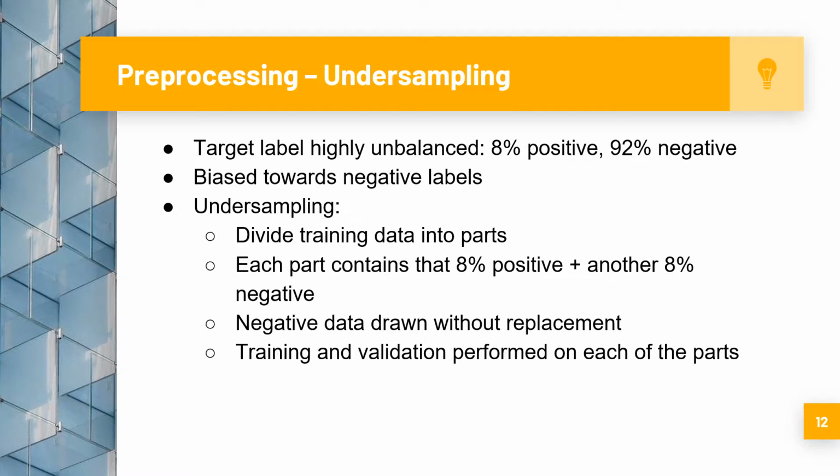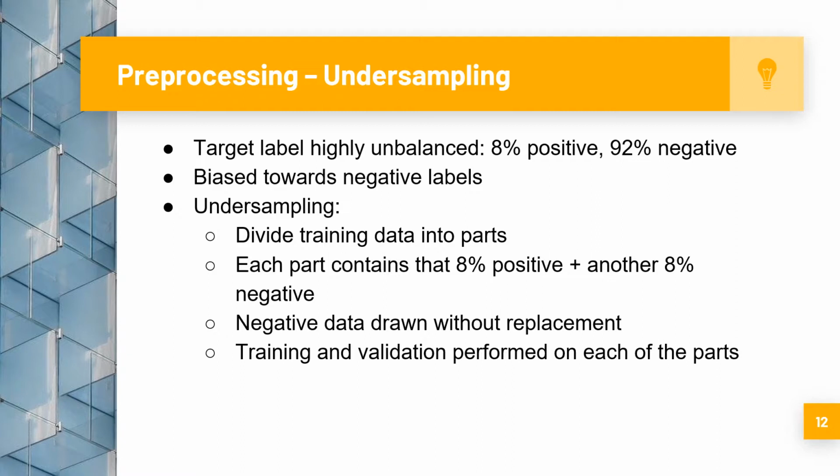But we found that the target label in the training data is highly unbalanced, with only 8% positive and 92% negative. If we train a model directly on this dataset, the prediction will be biased towards negative labels. So we apply undersampling to correct this bias.